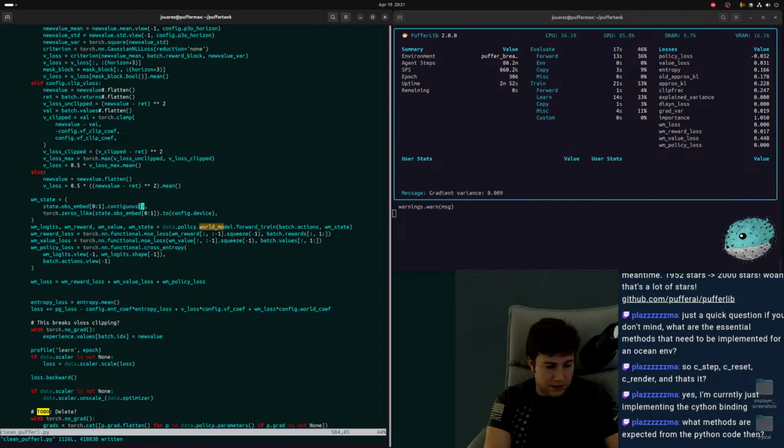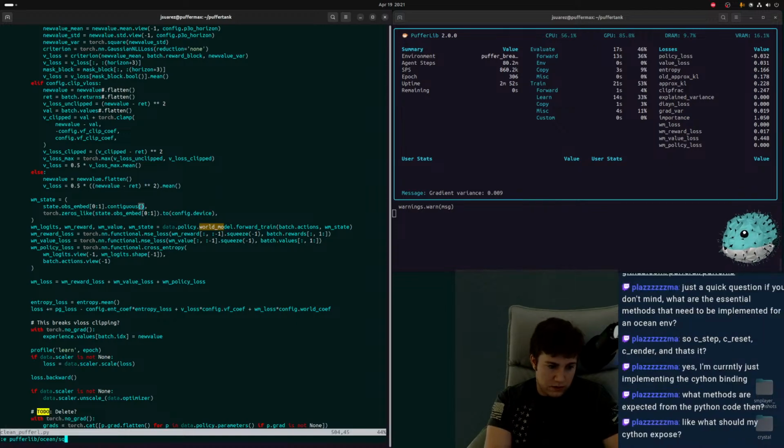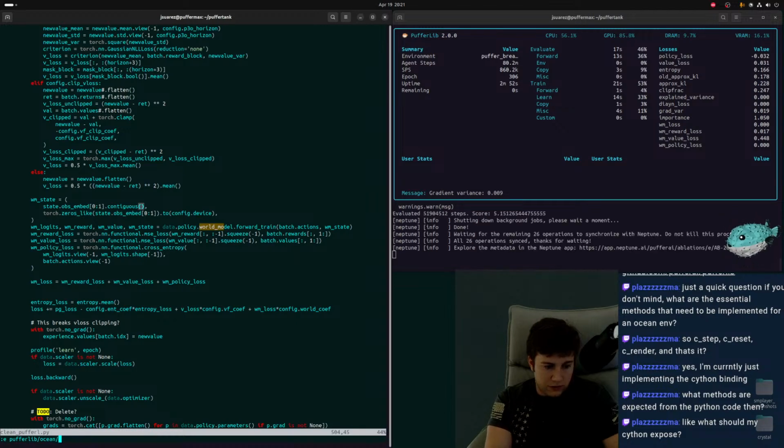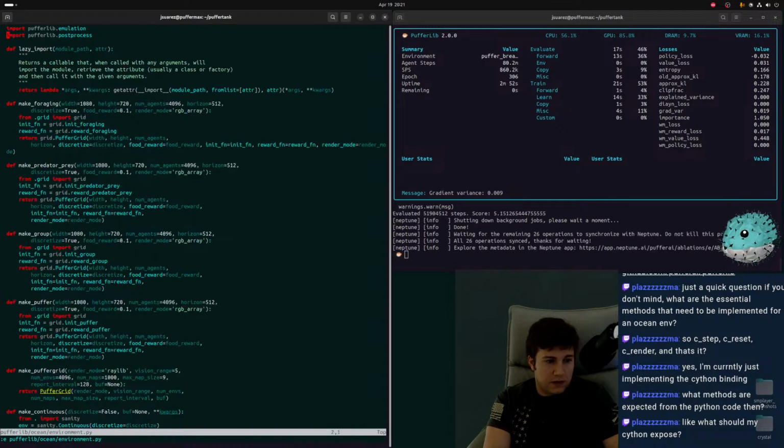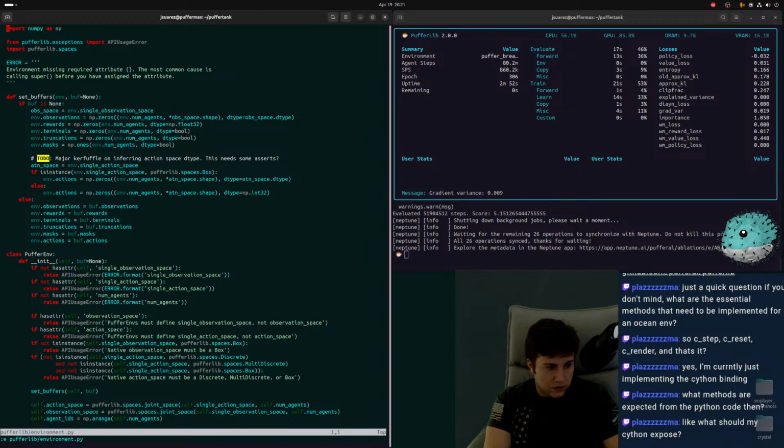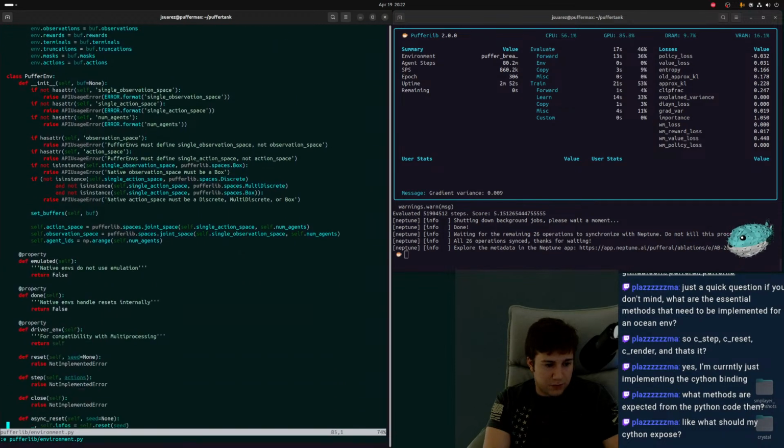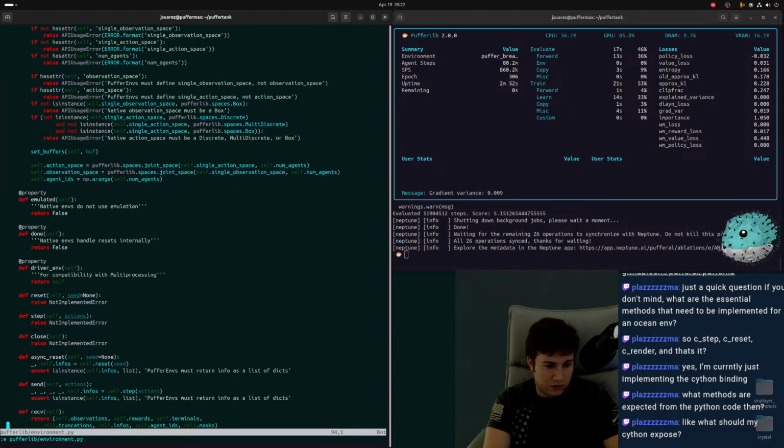What methods are expected from the Python code? Okay, that's a reasonable one. So if you just look at the environment, right? This is what we do. Whoops, wrong one. So we have this thing for PufferLib. This is the entire code. These are handled for you. It just needs a reset, a step, and a close. That's it.